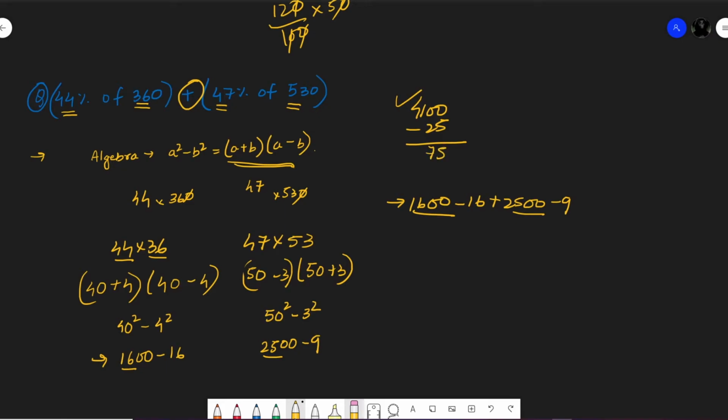So it becomes 4075. So the answer becomes 4075. Pretty easy. After you have practiced these techniques for a long time and done a lot of sums, approximately 100 to 200 sums, you will just recognize the techniques by looking at the question, right? But for that you need a lot of practice.